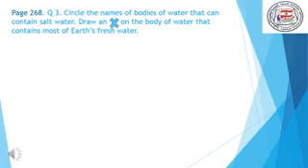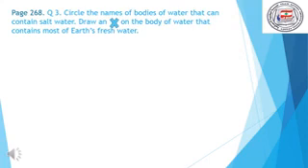Question number 3. Circle the names of bodies of water that can contain salt water. Draw an X on the body of water that contains most of Earth's fresh water. So we should look on page 269 and read the bodies of water: ocean and seas, lakes and ponds, rivers, glaciers, and ice caps. As we explained in the previous slides, that ocean and seas contain salt water, so you should circle it. Few lakes and ponds contain salt water, so you can also circle this. Of course, not all of them contain salt water, mostly they have fresh water, but since few lakes and ponds contain salt water, we should circle it.